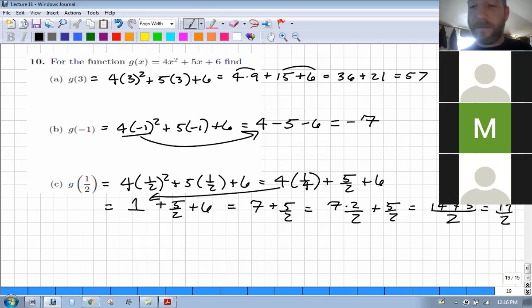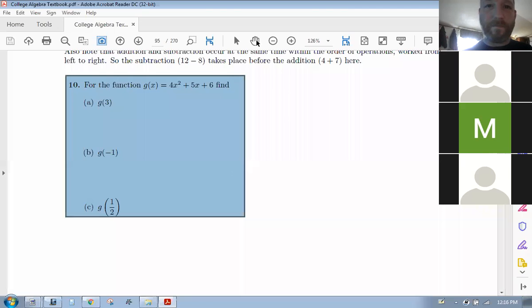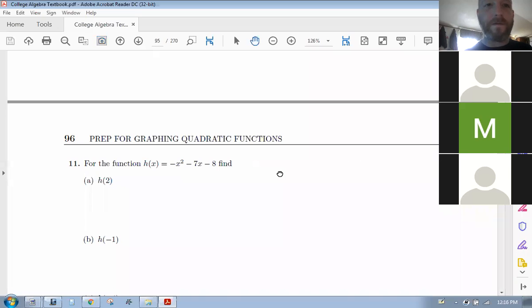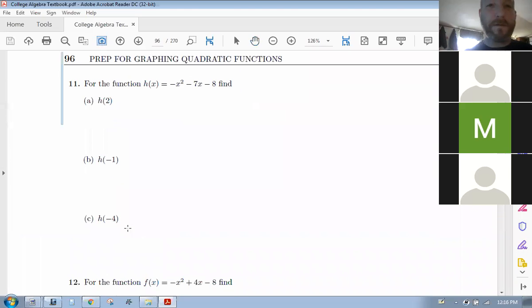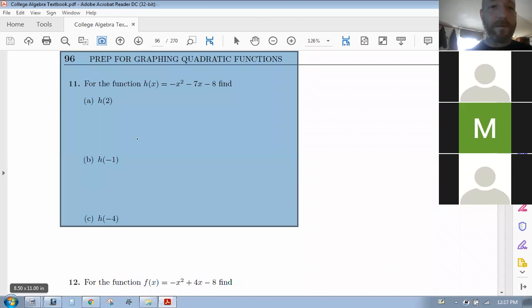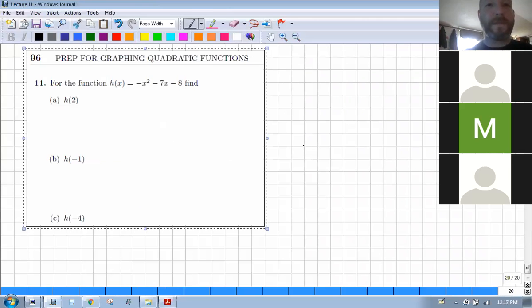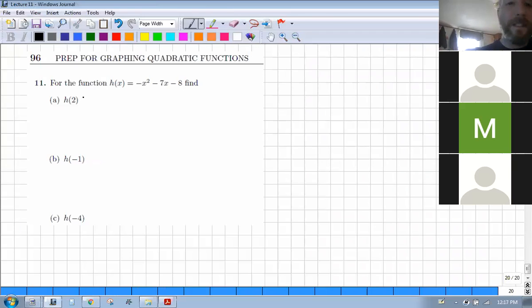Questions? There's more of the same. You give us an h of x, h of 2, replacing x with a 2. So 2 squared, I have a minus sign. Maybe I should do it like this so y'all can see a little better. 2 squared is 4.